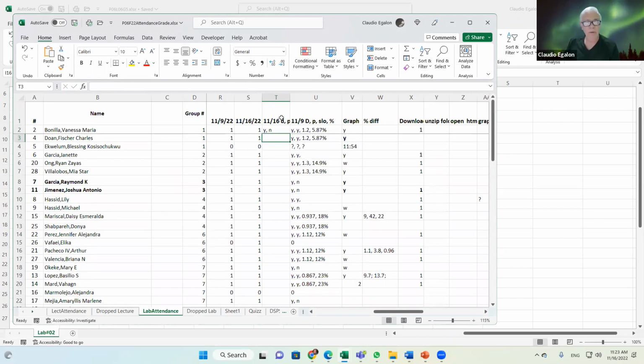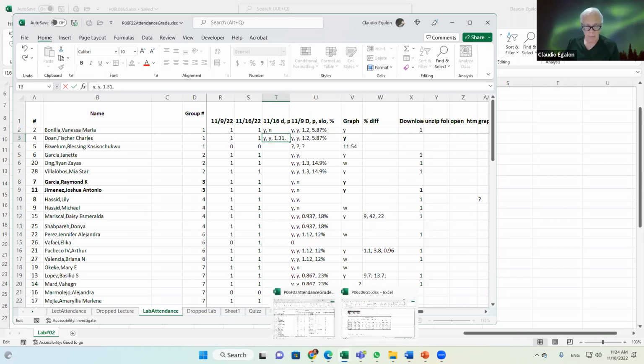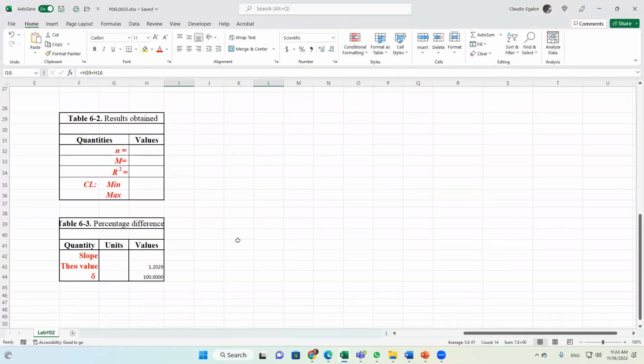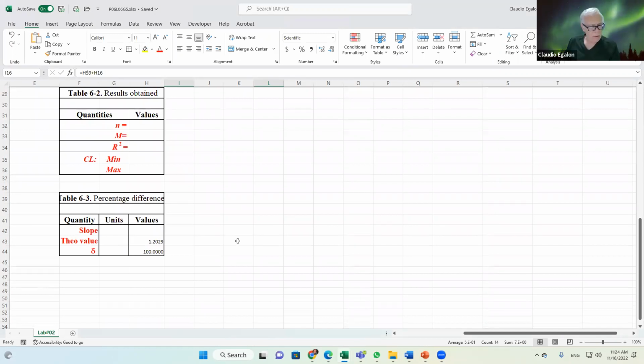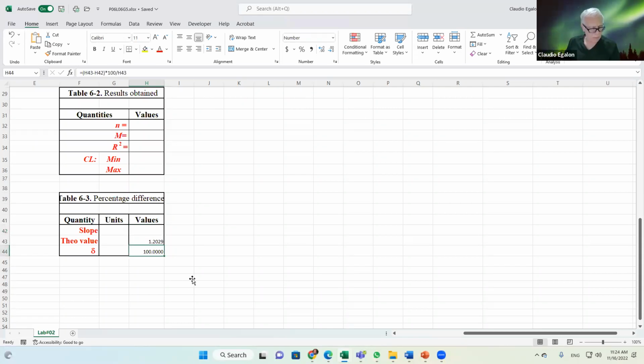Next, Fisher, did you download the graph? Yes. Okay, did you plot the graph? Yes. Okay, so what's the slope you're getting? 1.31. Okay, what's the percentage difference that you're getting? 2.31. Only 2%? Yes. Okay, so you put your slope here and the percentage difference is 2.31. Okay, did you put the m on the y-axis and the t squared on the x-axis? Not yet. Oh, yes, I did.